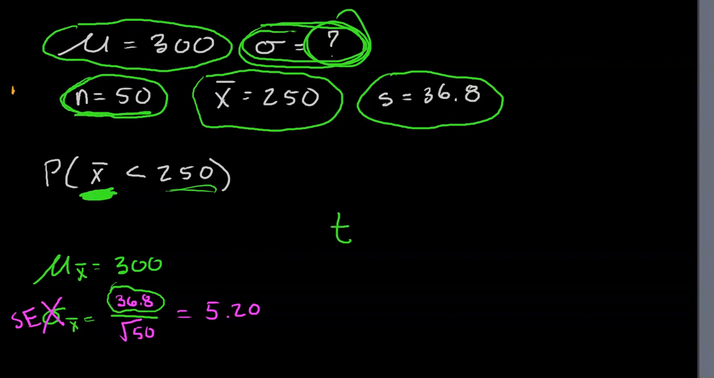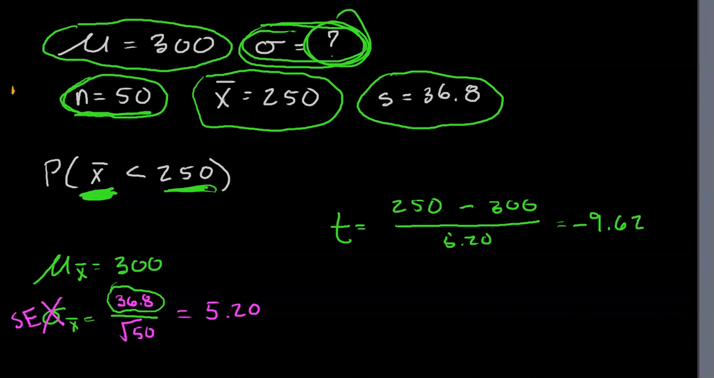But I am going to need a t-score, so I'm going to take 250, my sample mean, and I'm trying to find the probability we're lower than that. I'm going to subtract the center, 300. I'm going to divide by the standard error, 5.20. So 250 minus 300 divided by 5.20 is negative 9.61, negative 9.62 if we keep two decimals there. All right, so that's my t-score.